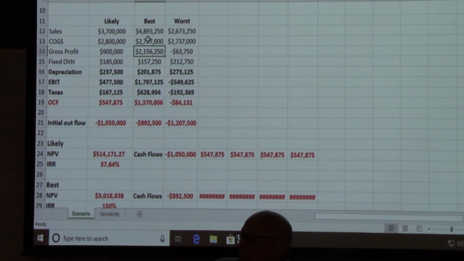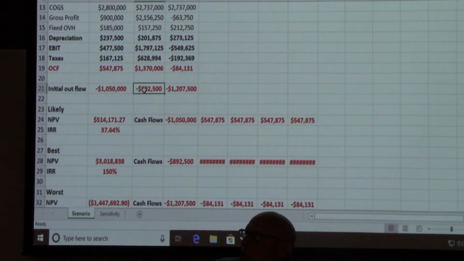So your gross profit is your sales minus cost of goods sold. Your fixed overhead goes down by 15%. Your 950,000 goes down by 15%, so your depreciation goes down. So your EBIT is your gross profit less your fixed overhead less your depreciation. Your taxes are still 35%, and your operating cash flow is your EBIT of 1,797,125 plus your depreciation of 201,875 minus your taxes of 628,994, $1,370,006. Your initial outflow goes down 15%.